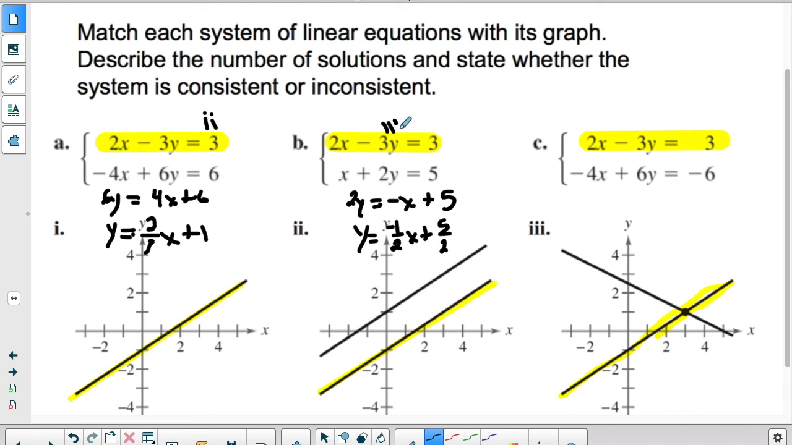So B is this one. Now this will have one solution and it will be consistent. So it's consistent because it has one solution, and we would consider it independent because it only has one solution. Now just because of elimination, it means that this one here is the same line. So it's still consistent, but we consider it dependent because it has an infinite number of solutions. And that's all we're going to do with this here.